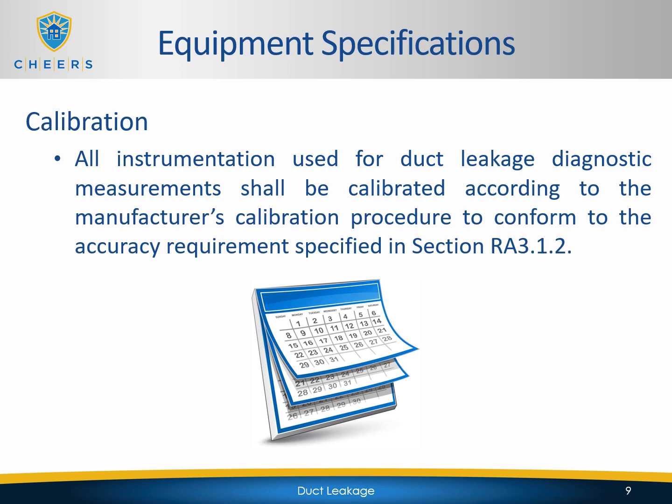All instrumentation used for duct leakage diagnostic measurements shall be calibrated according to the manufacturer's calibration procedure to conform to the accuracy requirement specified in RA 3.1.2. Now, each manufacturer has different specifications for calibration. Some of them require yearly calibration, others are on a 5-year cycle. So you do need to go to the manufacturer and calibrate based on their recommendations.